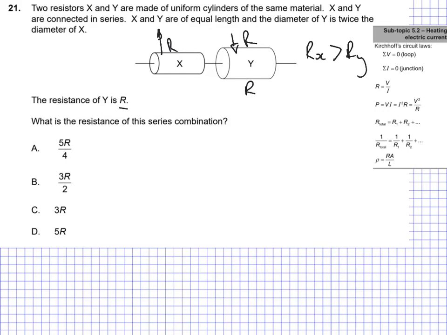Well, if we think about resistance in series, we know that the total resistance is just going to be a combination of adding all of the resistors together. So in this case, the total resistance is going to be Rx plus Ry. We're going to get our solution here eventually. So which formula are we interested in?